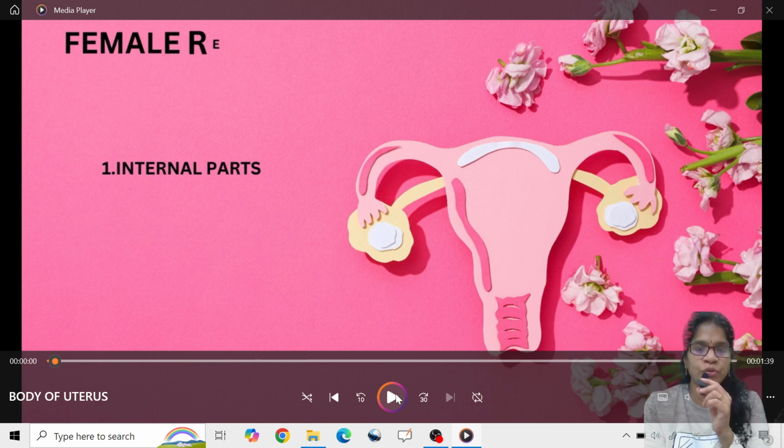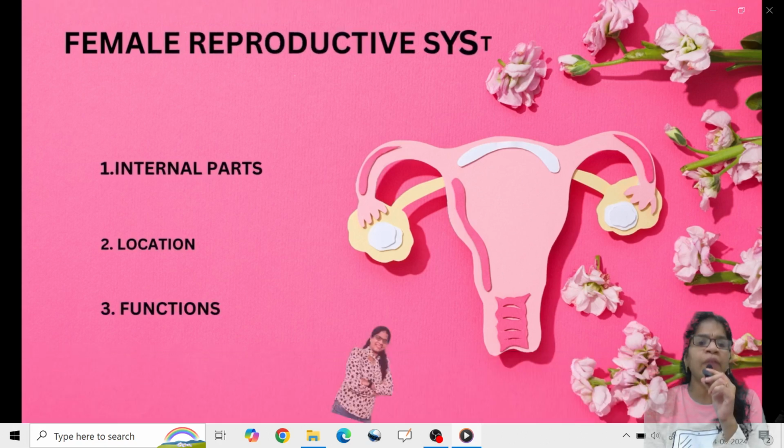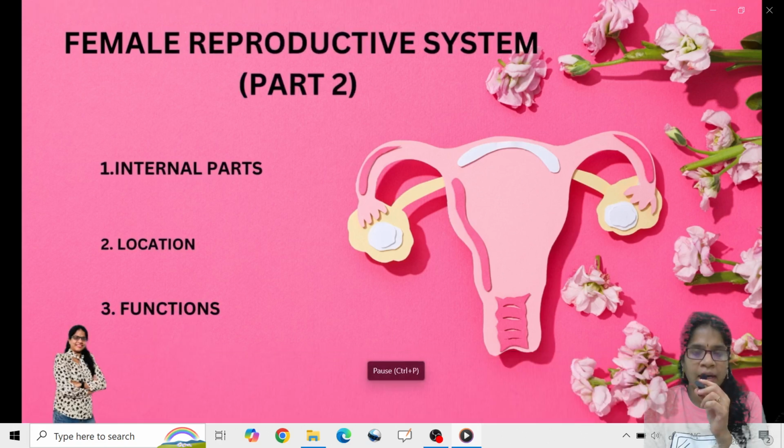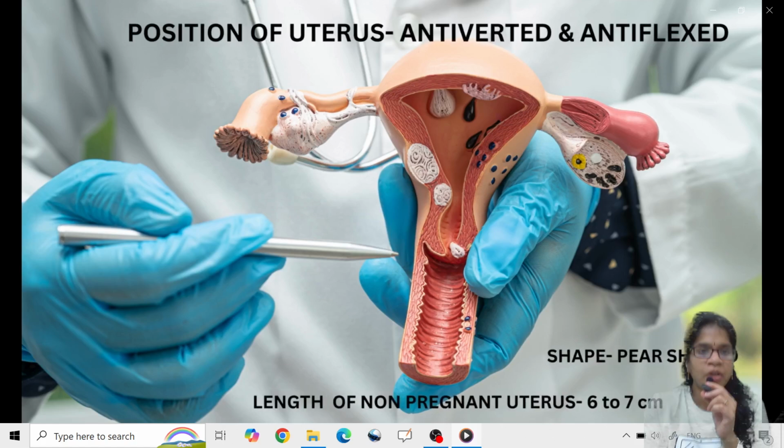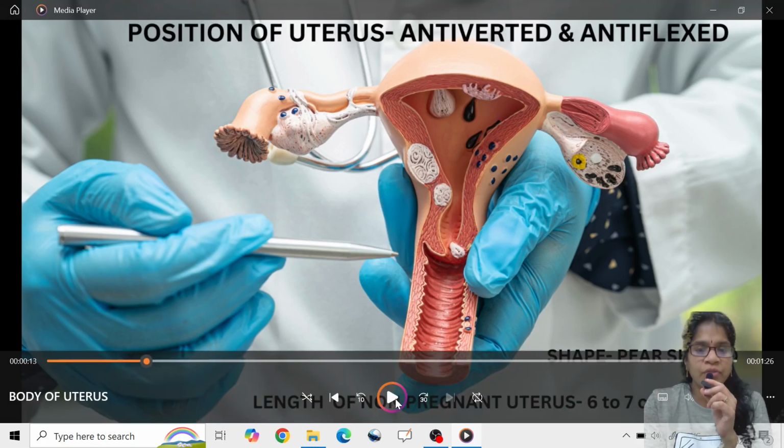So as I told you here, you have a body of uterus, a pair of ovaries, and fallopian tubes in the female internal parts. Okay, so in this class, let's talk about how it looks. So the position of the uterus: this is the vagina, right? This is the vagina, and this is called your cervix. It is called the opening of your uterus.